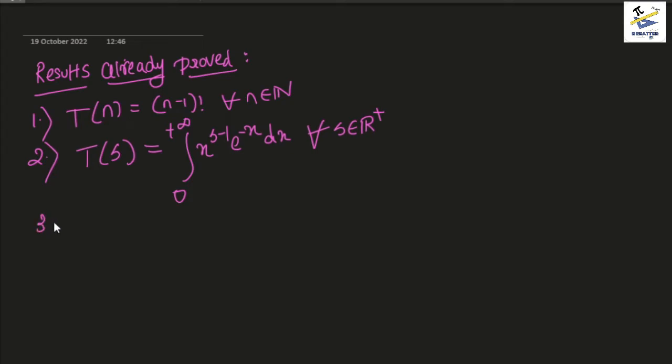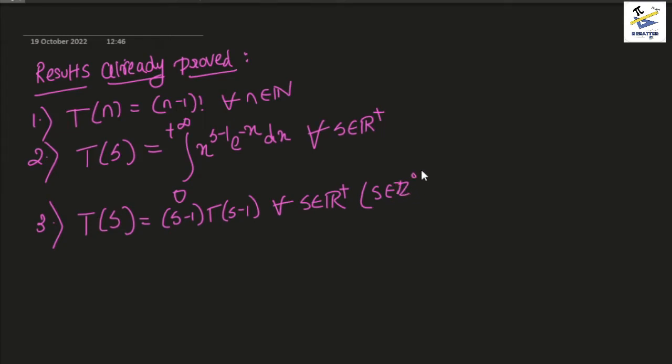So number 3, what we found is that gamma of s is equal to (s minus 1) into gamma of (s minus 1) for all s belonging to the positive reals. And just understand that this is also true for complex numbers, s belonging to the complex numbers excluding 0, because we do not include the number 0 inside the gamma function, because that is basically infinity. Right, so this would be our summary of whatever we did in the previous lectures.